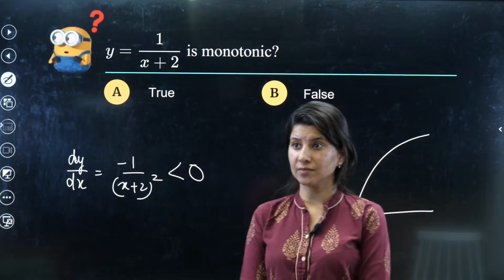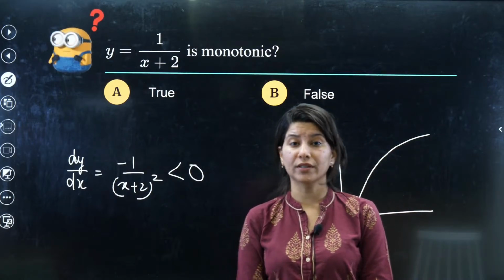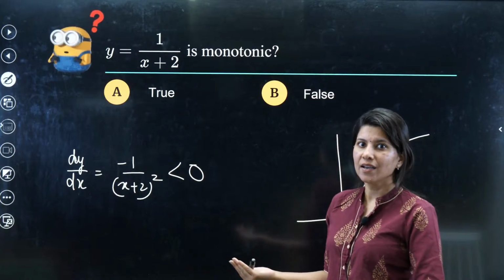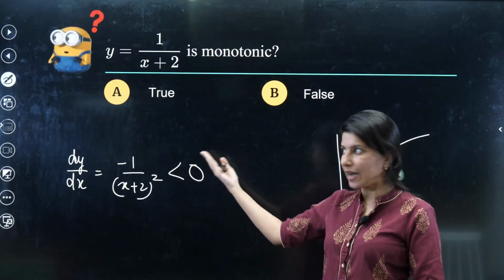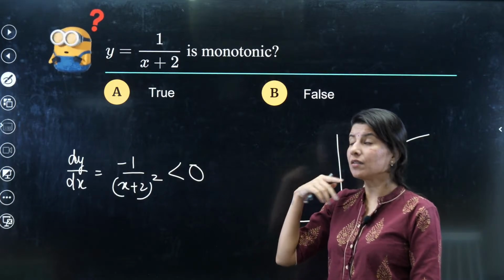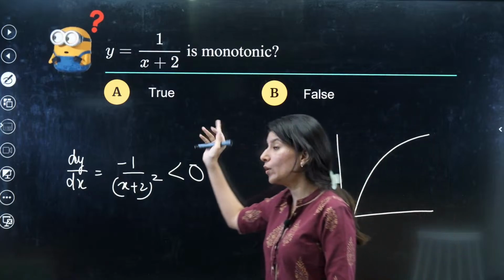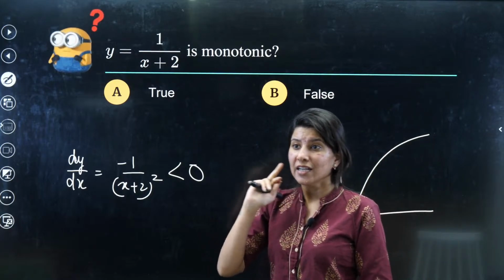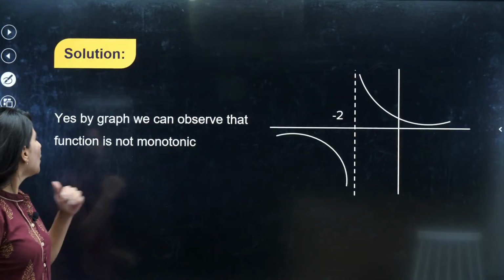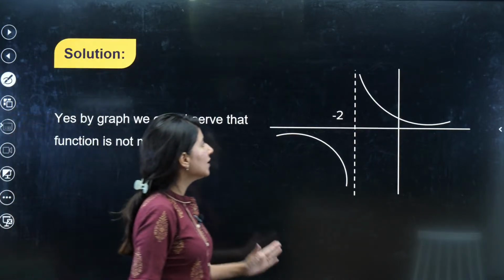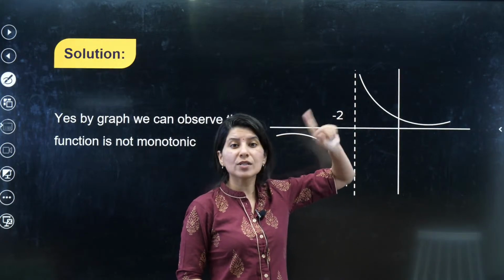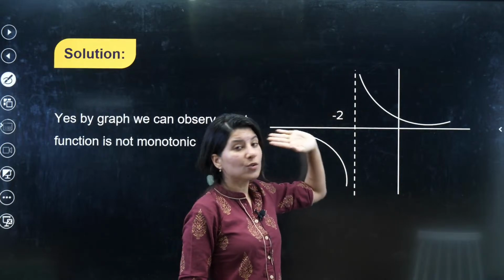dy by dx negative means what? Tell me. dy by dx negative means decreasing, and this looks strictly decreasing, by the way. So you can say that yes ma'am, true, it is monotonic, but if you plot the graph of it, you will realize at x equals minus 2 there is a gap, because x equals minus 2 is not in the domain. So the graph will look like this.